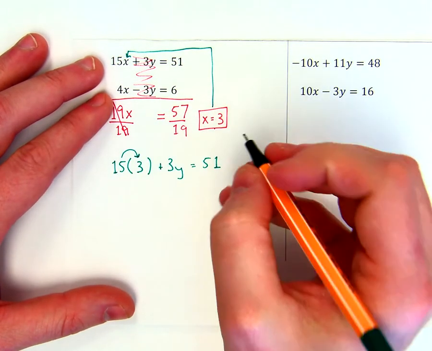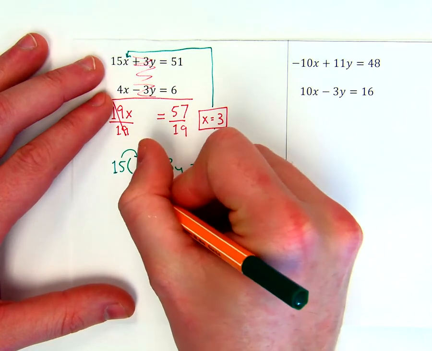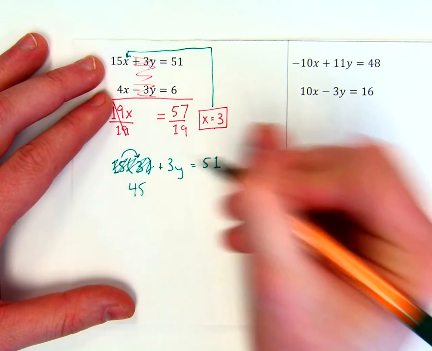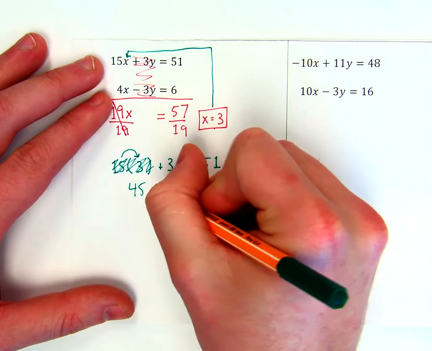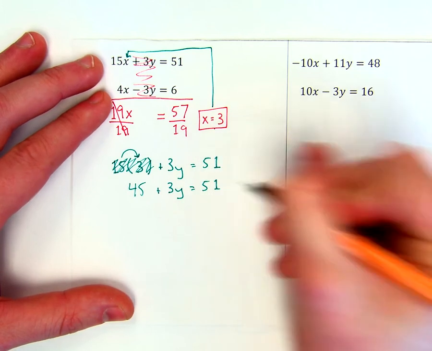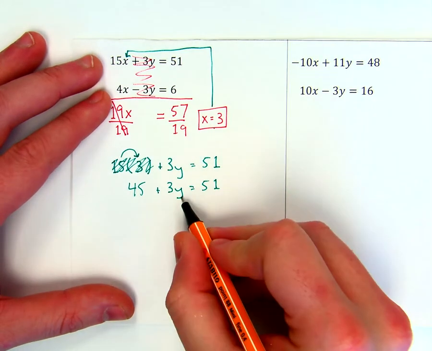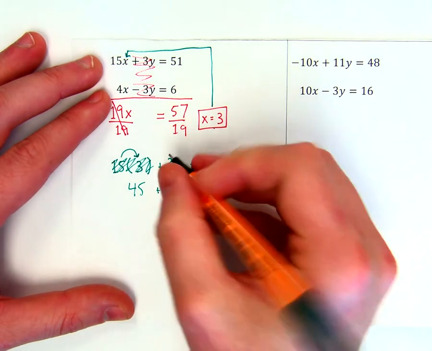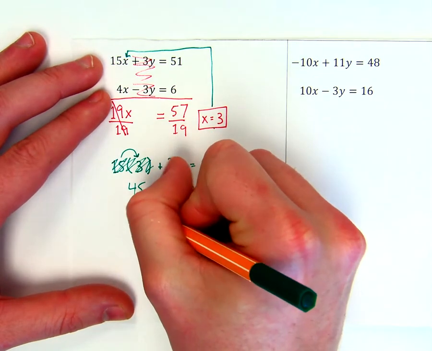Always distribute as soon as you can. 15 times 3 is 45. We've used those items up, so let's copy down what we have not used. Plus 3y equals 51. Remember, save the letters for last. I'm going to save this 3y for the last step. I want to get rid of this 45 first.